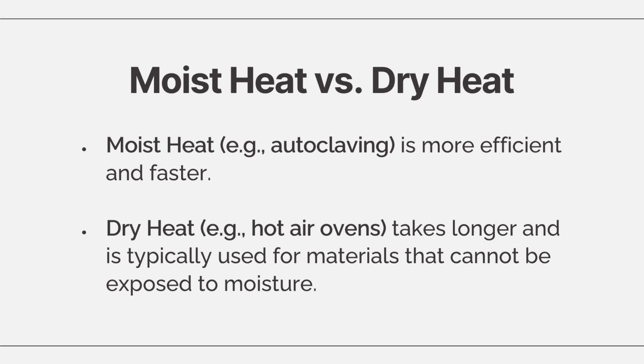Dry heat is mainly reserved for materials that can't withstand moisture or steam, for example, powders, oils, or some metal instruments that might corrode when exposed to moisture. It also avoids the risk of rusting or damage that steam can cause. Understanding when to use each method depends largely on the type of item and its resistance to heat and moisture. And for that reason, a lot of hospitals choose to buy instruments that can be autoclaved, right? That can withstand steam sterilization.